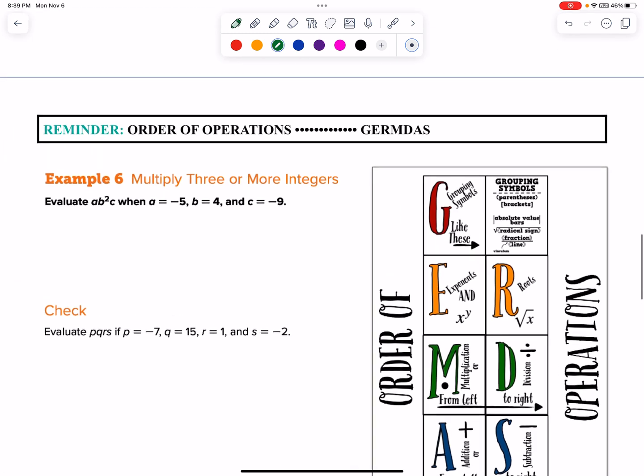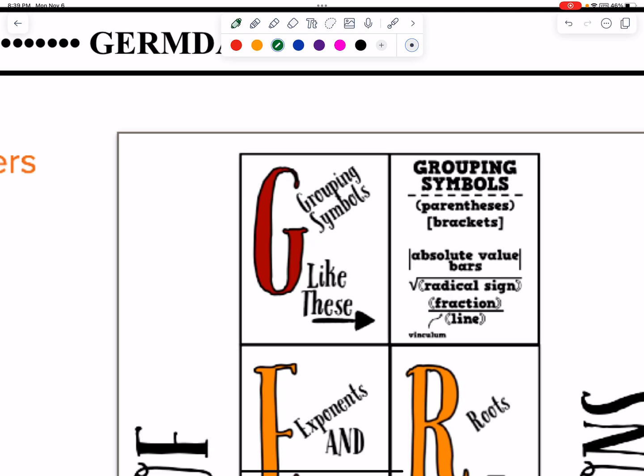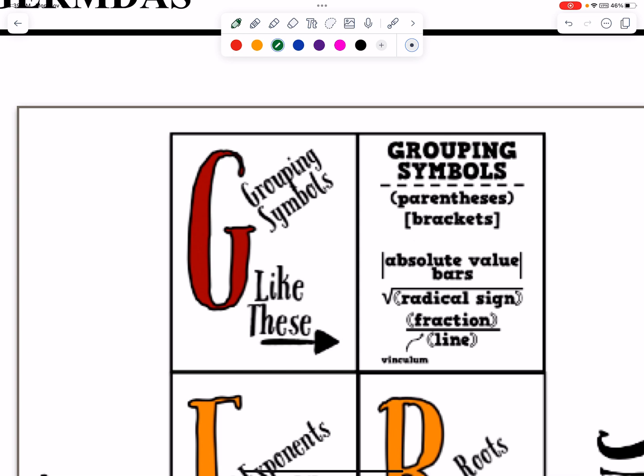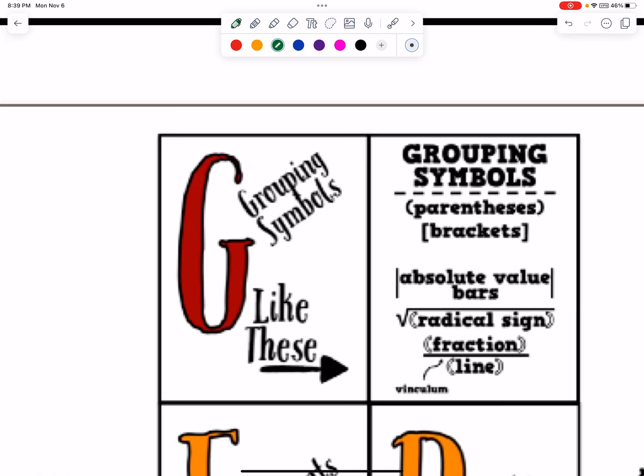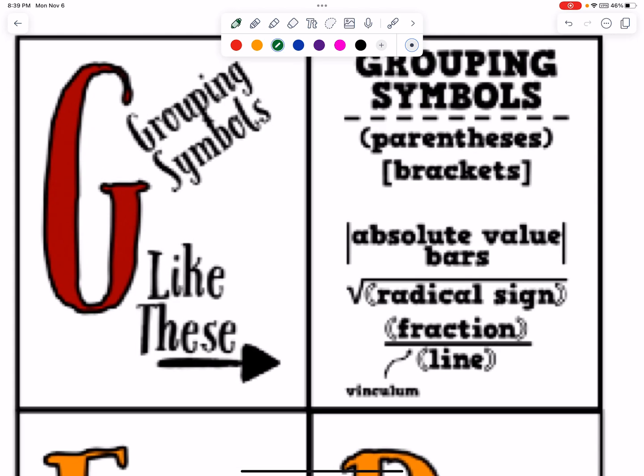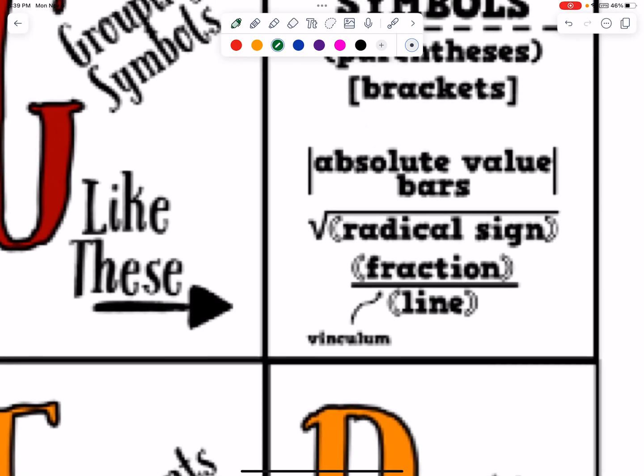Okay, we're going to tweak it a little bit, and I want to introduce to you GERMDOS. Because really, it's not just parentheses, it's not just punctuation, it really is a whole bunch of grouping symbols that you're going to come across. So anytime you see parentheses or brackets, absolute values are grouping. A radical sign, which is like a square root. Okay, you have to do things in there first.